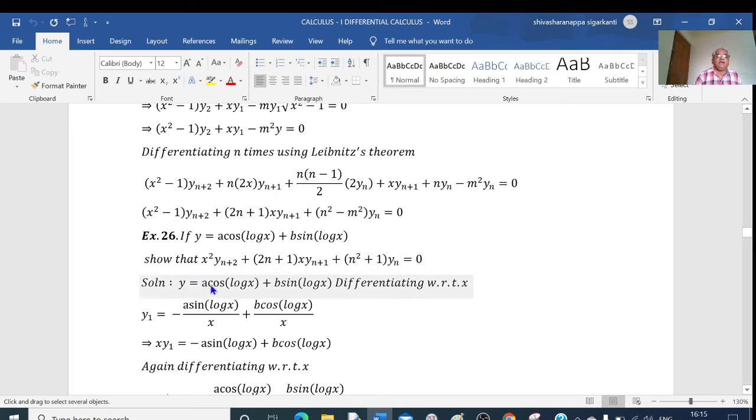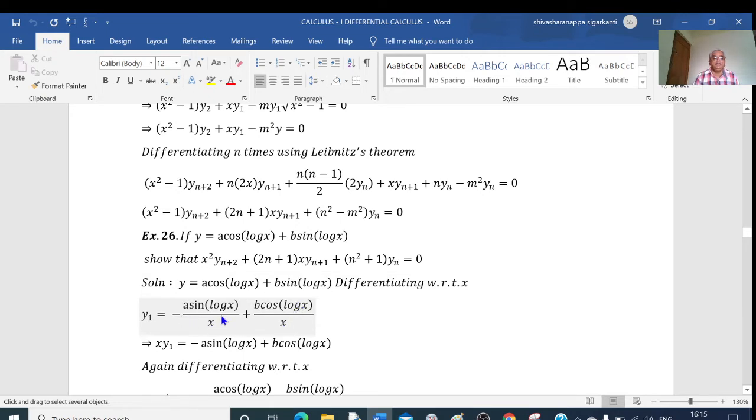So here given y equal to a cos(log x) plus b sin(log x). Differentiating with respect to x, I am getting y1 equal to, first term derivative, a constant as it is, cos derivative is minus sin(log x) into log x derivative 1 by x, plus, coming to this, b is a constant as it is, sin derivative is cos(log x) into log x derivative is 1 by x.